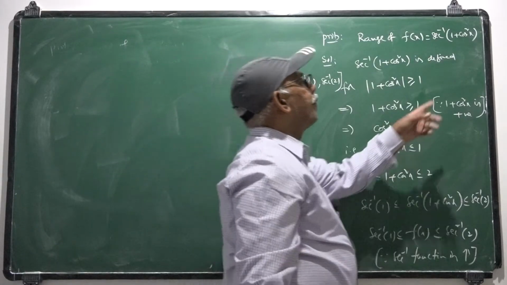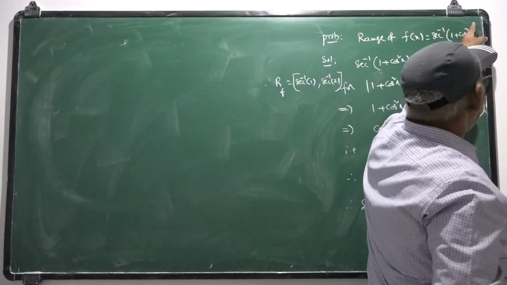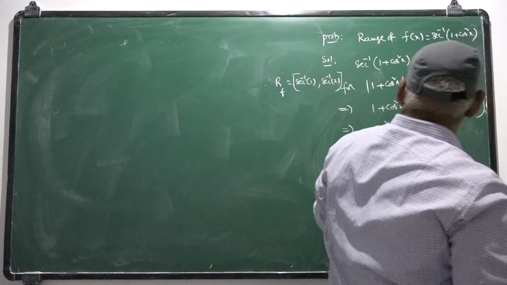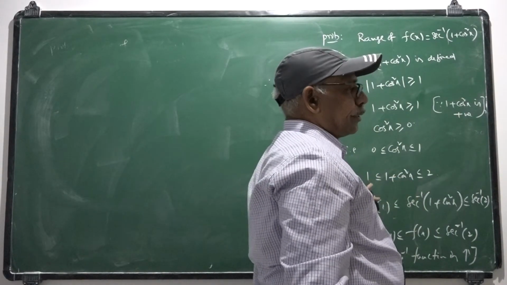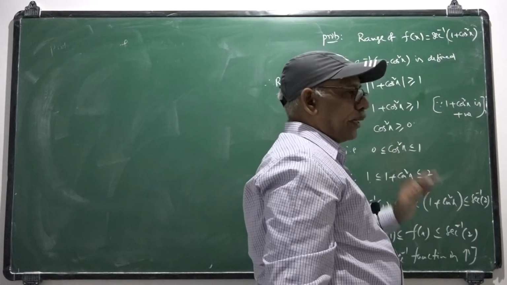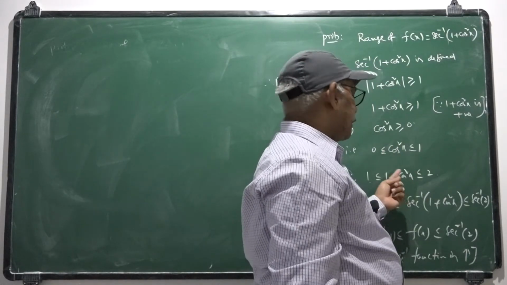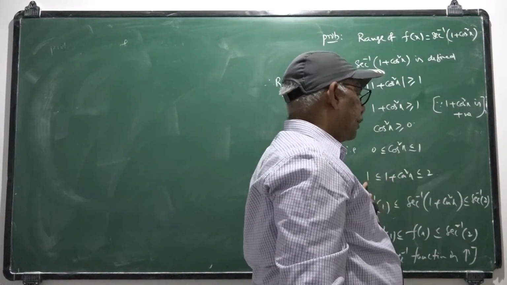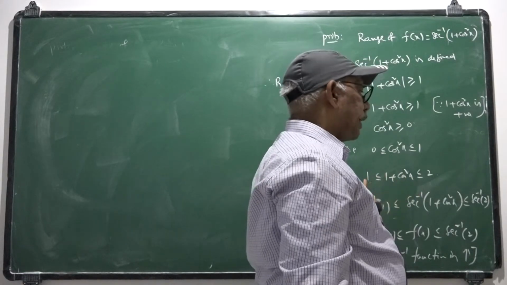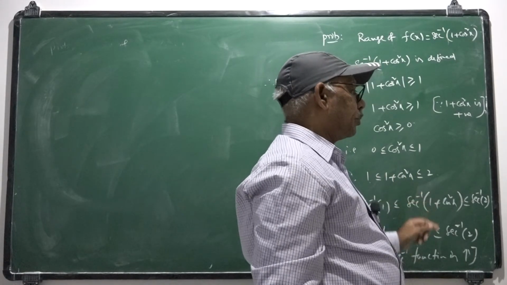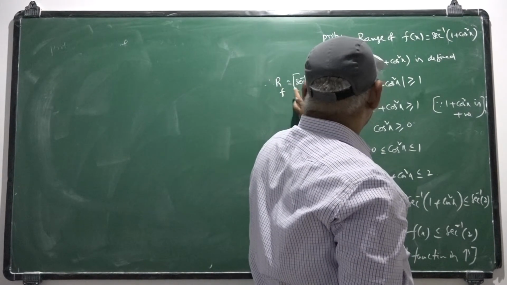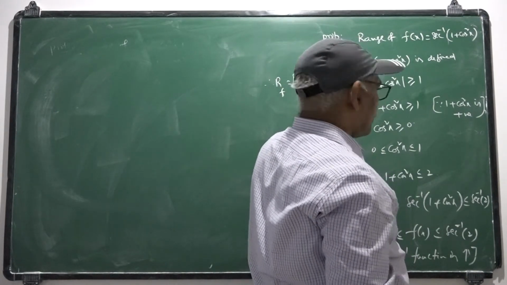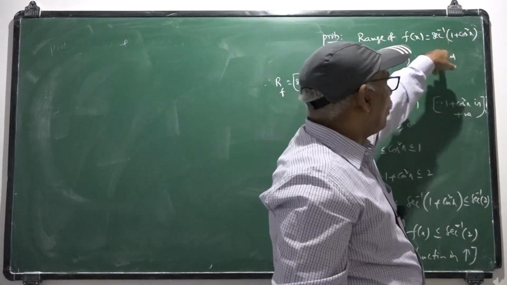Once it is a step value, 1 plus cos square x takes either 1 or 2 only. In such a case, the range is the set that consists of only two elements, secant inverse 1 and secant inverse 2, once that is a step value.